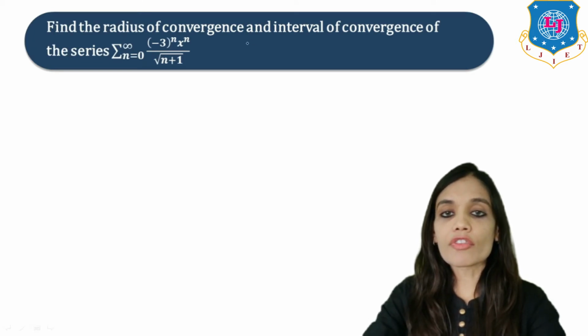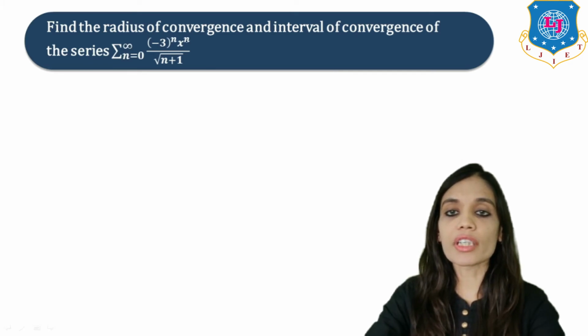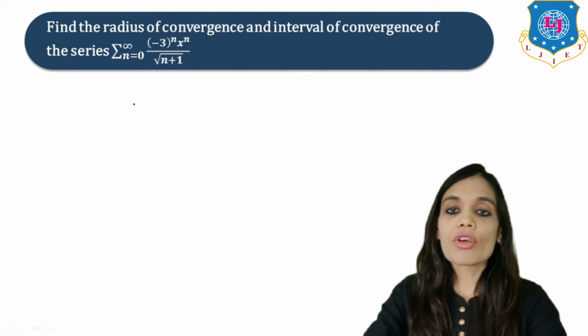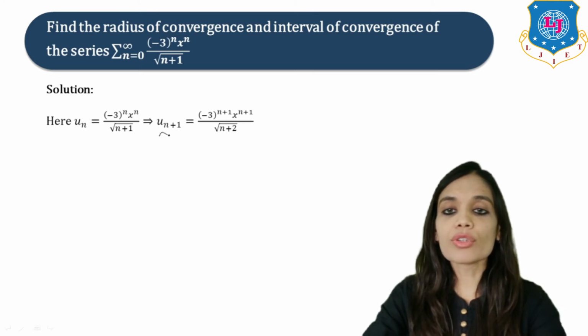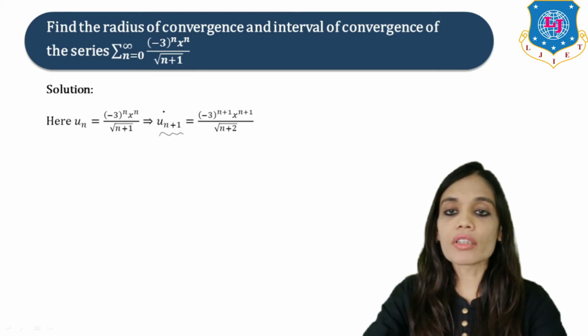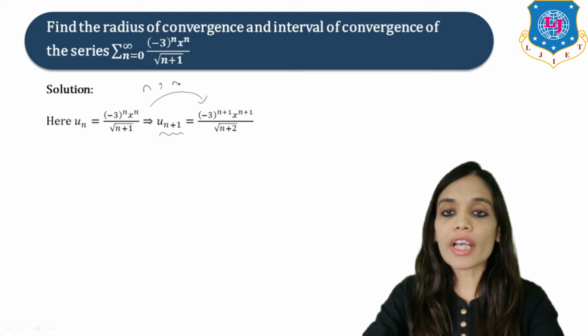Here we have to find the radius of convergence and interval of convergence of the series summation n equals 0 to infinity (minus 3) raised to n x raised to n upon square root of n plus 1. Here you are given a power series where u_n is equal to (minus 3) raised to n x raised to n upon square root of n plus 1. We will apply the ratio test. Firstly, let us find u_(n+1). It will be equal to (minus 3) raised to n plus 1, just replace n by n plus 1, x raised to n plus 1 upon square root of n plus 2.